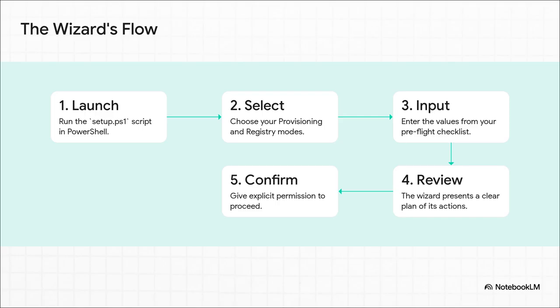You launch the script, it'll ask you about those modes we just talked about. You'll plug in the info from your checklist, and then, and this is the most important part, it lays out a crystal clear plan of exactly what it's about to do. And remember, absolutely nothing happens until you look at that plan and give it the green light.